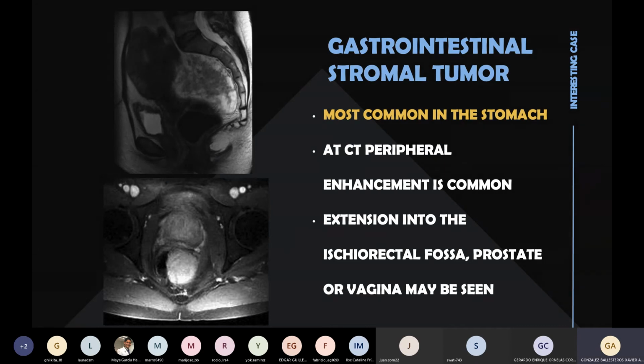Another rare but possible tumor is a gastrointestinal stromal tumor. They are the most common mesenchymal neoplasms in the gastrointestinal tract. They are most common in the stomach and the small intestine. When located in the anorectal region, they tend to expand from the rectal wall, resulting in a focal, well-circumscribed mass. At CT, they have soft tissue attenuation with a central area of low attenuation resulting from hemorrhage, necrosis, or cyst formation. Peripheral enhancement is common. Extension into the ischiorectal fossa, prostate, or vagina might be present.